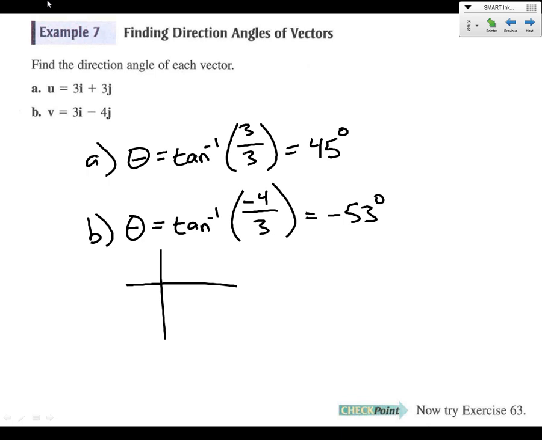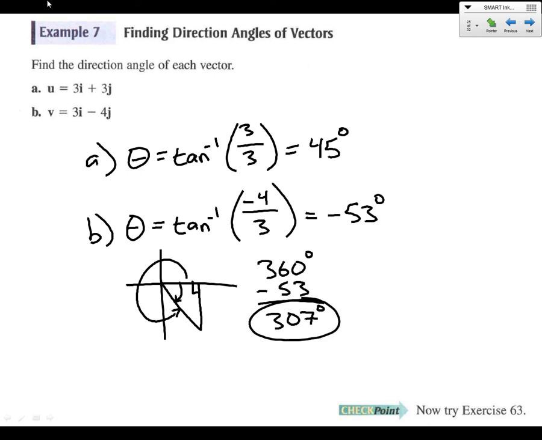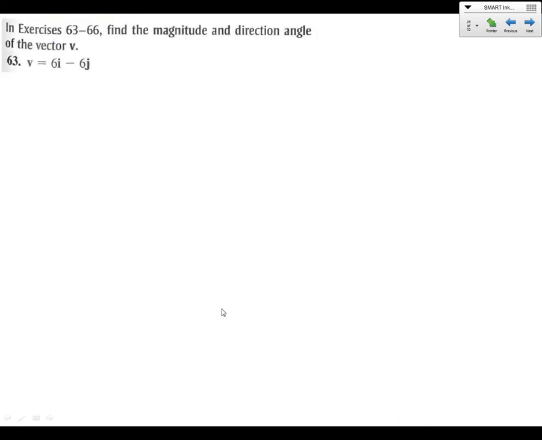We want to be able to put this in the right quadrant, though. For the direction angle of each vector, 3 and -4 is down here in quadrant 4. So it's -53 to go here. What is it to spin all the way around this way? It'd be 360 minus the 53, and so you get 307 degrees. So you want to figure out which quadrant you're in, and you're going to start from the positive x-axis and spin around. All right, you're up on 63.